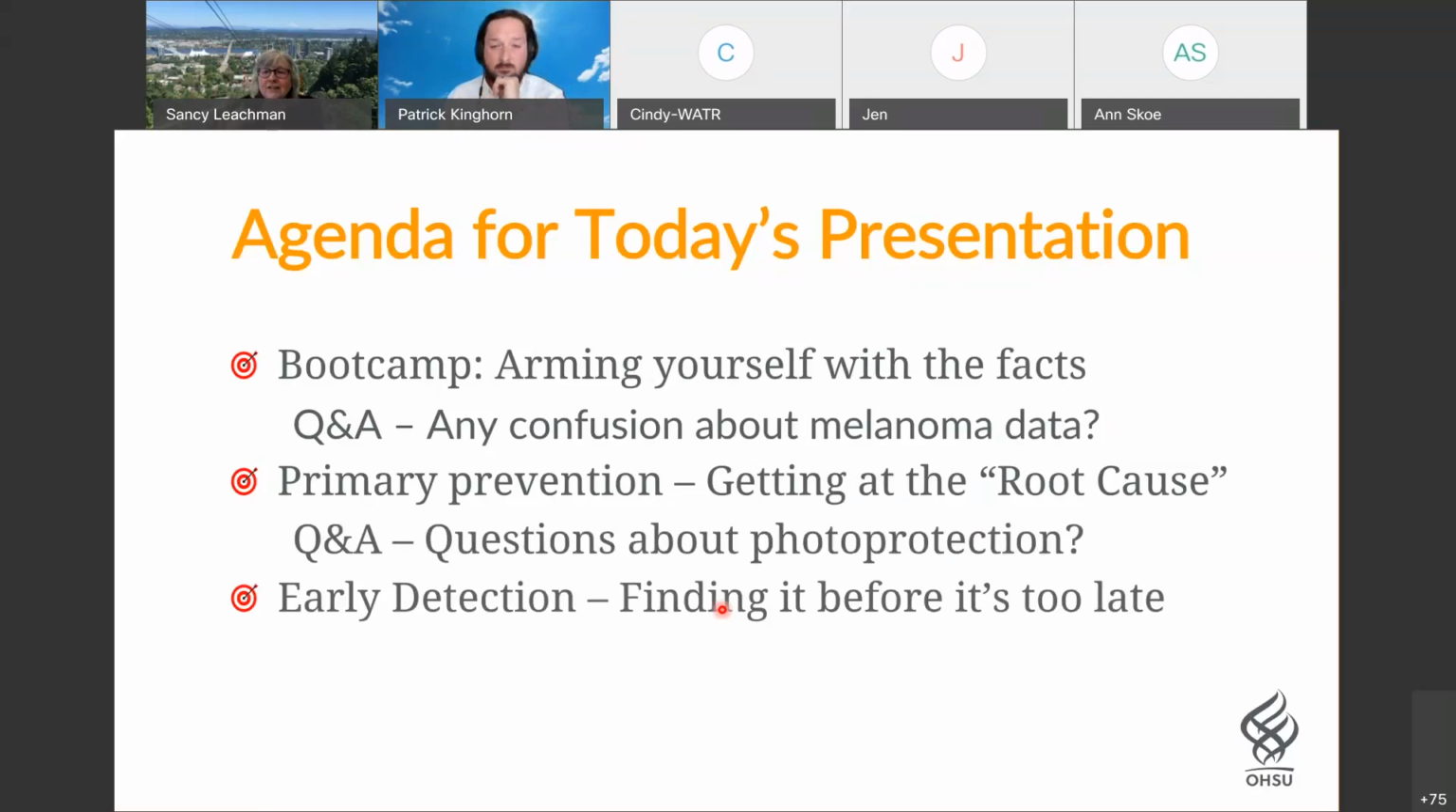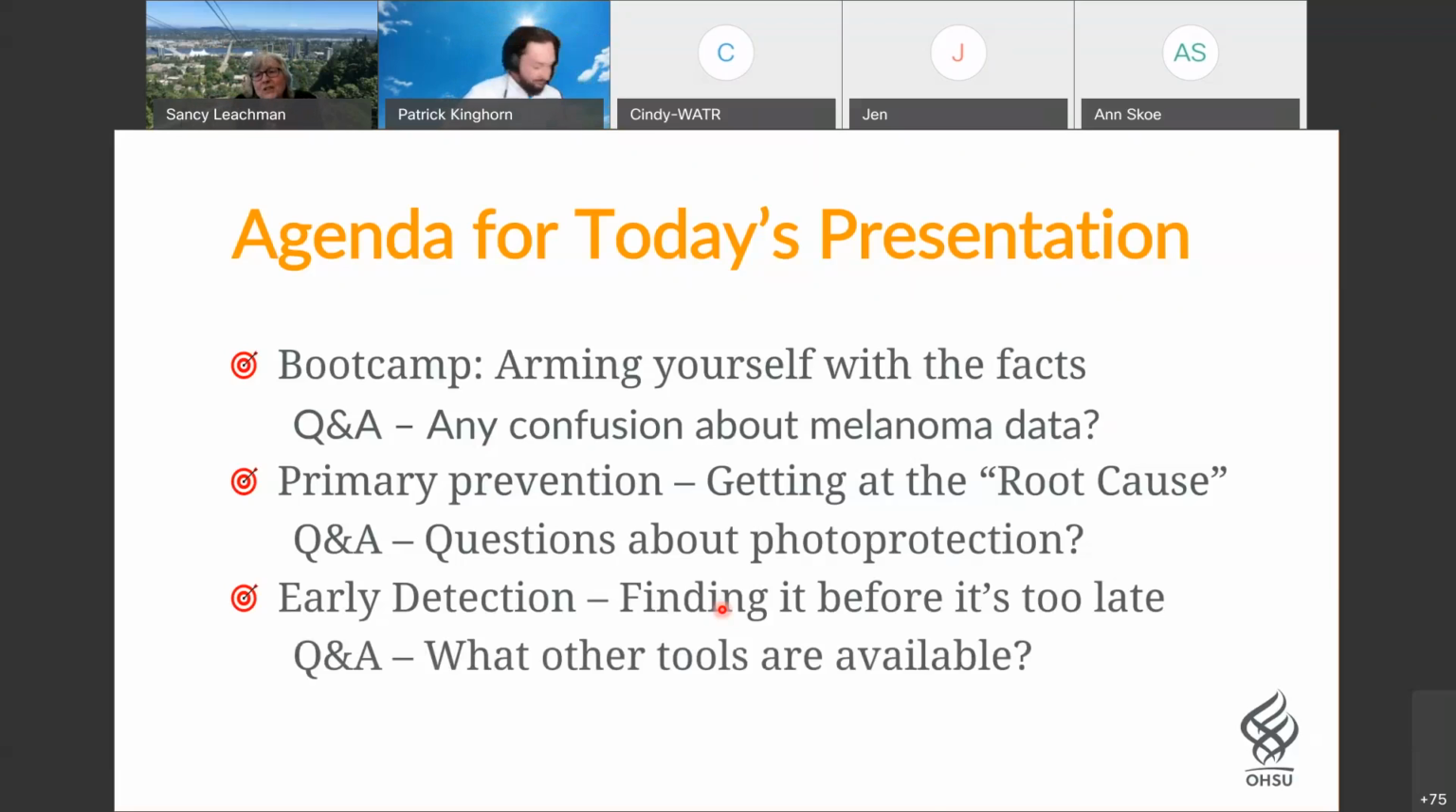And then the final section that we're going to have is on early detection. So not only can you prevent melanoma with prevention, but you can also keep it from being life-threatening by, if it does develop, catching it as early as possible, finding it before it's too late. And then we'll have another question and answer session about what tools are available to help you catch it early. And of course, we're going to have some fun things in between, like little raffles and things like that too.